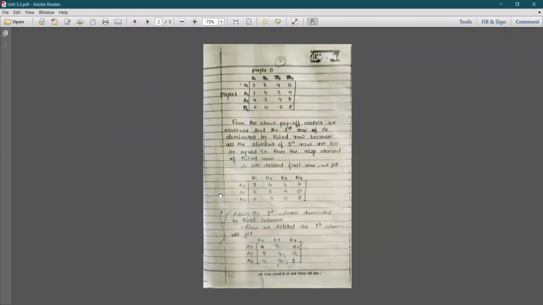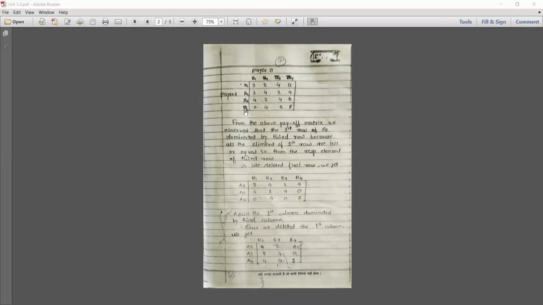फर्स्ट रो का एलिमेंट है 3 2 4 0, सेकंड का है 3 4 2 4 एंड थर्ड का है 4 2 4 0 एंड फोर्थ रो का एलिमेंट है 0 4 0 8. And then solve this game by dominance method. First write the solution. Solution in the given pair of matrix is written as: first write the matrix, player A, player B, 4 row हैं, therefore here A1, A2, A3, A4 and 4 column हैं, therefore here B1, B2, B3, B4.